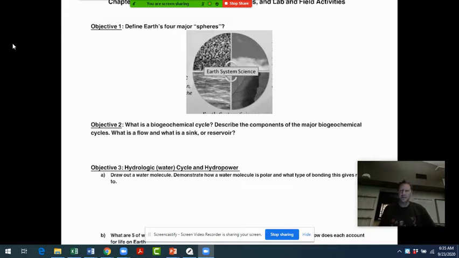Today we are going to look at the phosphorus cycle. We already looked at the carbon cycle and the sulfur cycle.